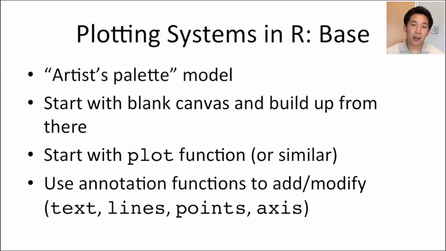So the base R plotting system has a model you can imagine as an artist's palette model. The idea is that you start with a blank canvas, and you have tools that you can put on that canvas, and you draw things and you plot things. Maybe you put some points and you add a line, and then you have a legend. And so you can add things one by one as you build up this little picture of data.